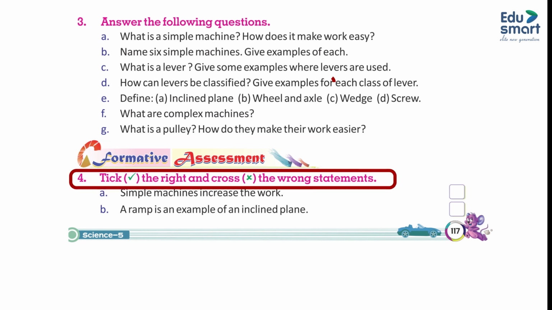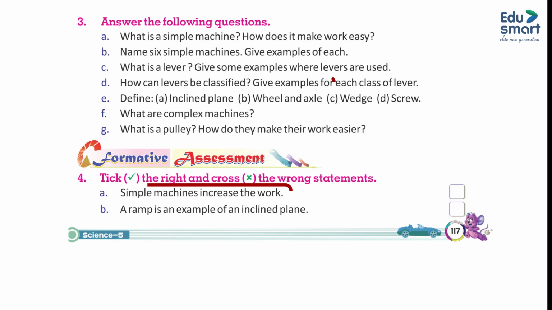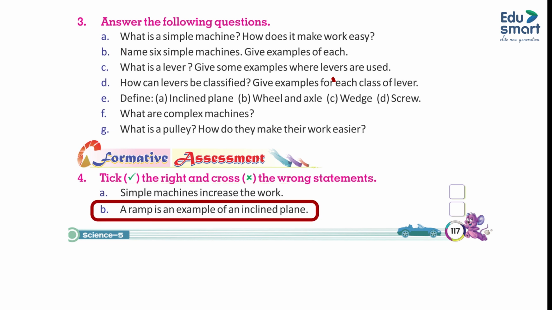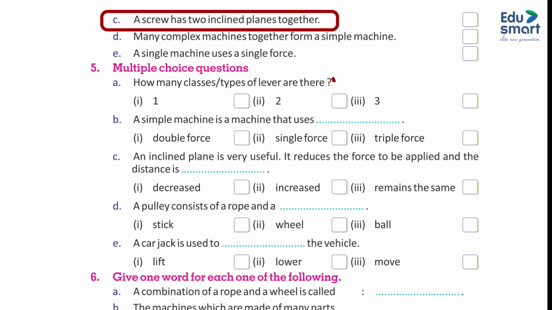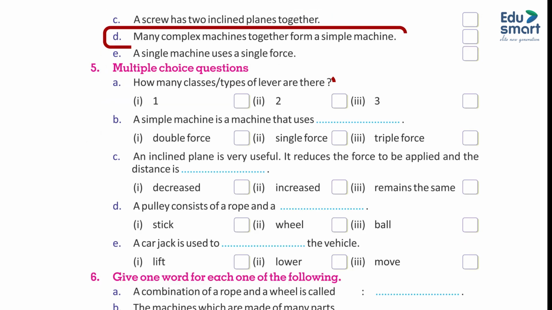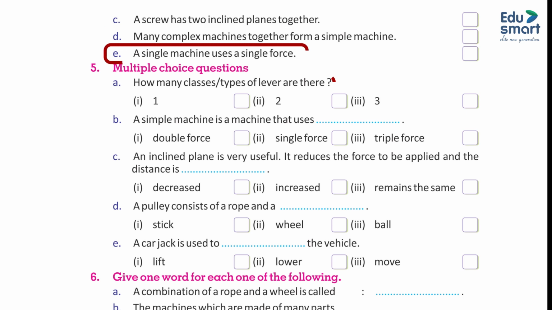4. Tick the right and cross the wrong statements. A. Simple machines increase the work. B. A ramp is an example of an inclined plane. C. A screw has 2 inclined planes together. D. Many complex machines together form a simple machine. E. A single machine uses a single force.